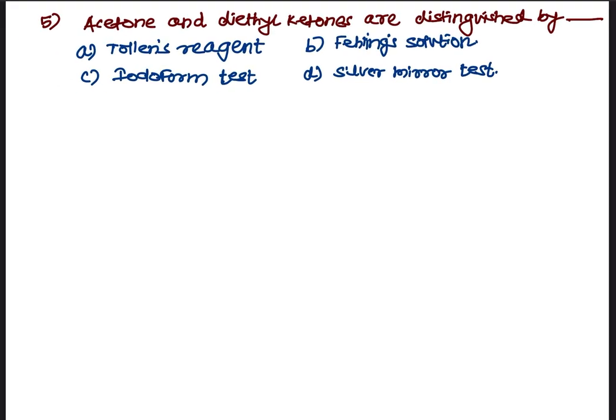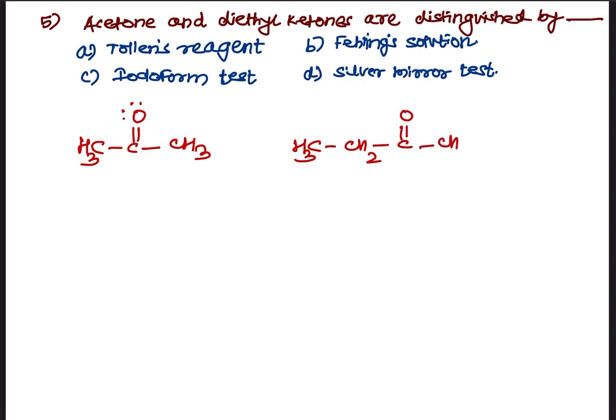Next, acetone and diethyl ketones are distinguished by. This is a very interesting question. Acetone and diethyl ketone. In laboratory, how to distinguish these two compounds? Both are ketones. So Tollens reagent, Fehling's solution, silver mirror test are not useful to distinguish these.